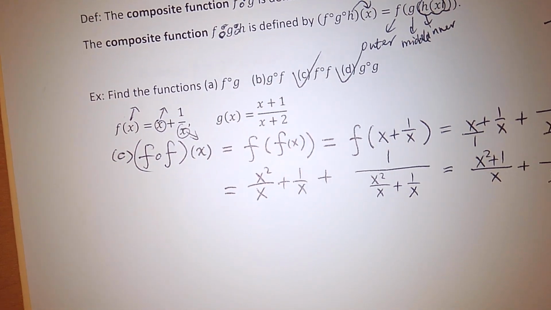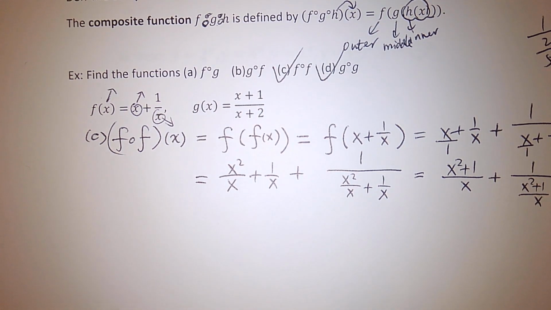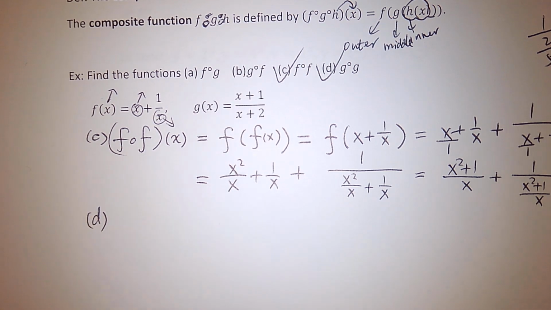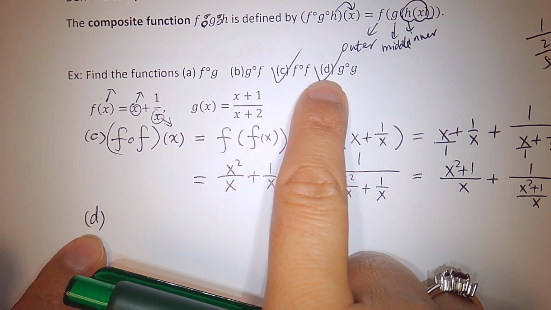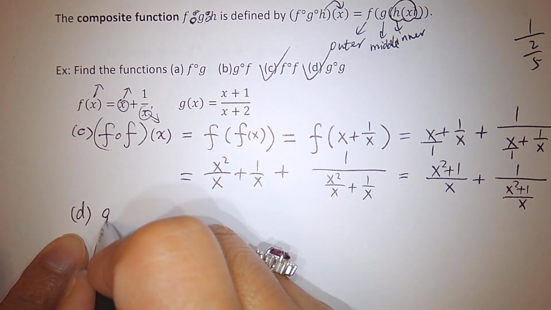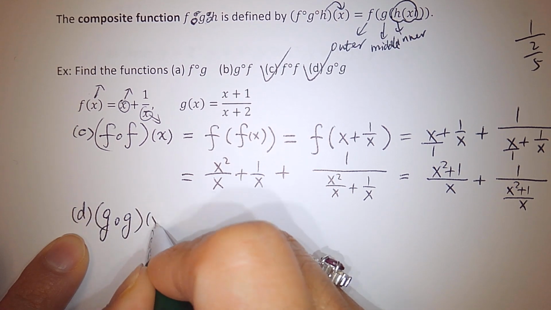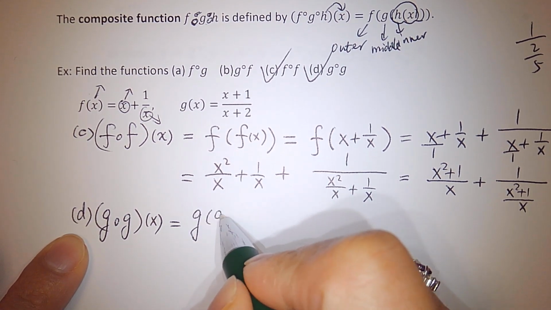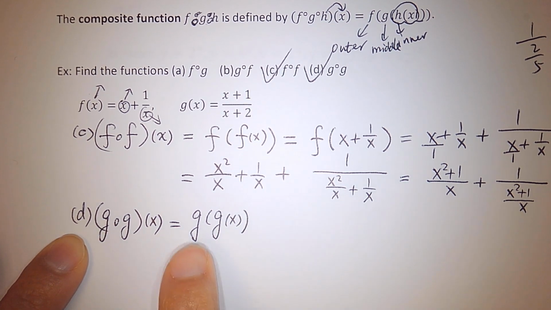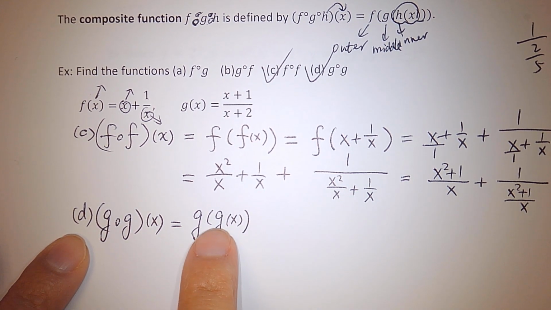So how about g of g? Oh, g of g is even messier, okay? I have to think about whether to let you guys do A and B. Probably I will just give you the answer, but let's see whether D is time consuming or not. What is g composite g of x? So we know by definition it's g of what? g of x, right?